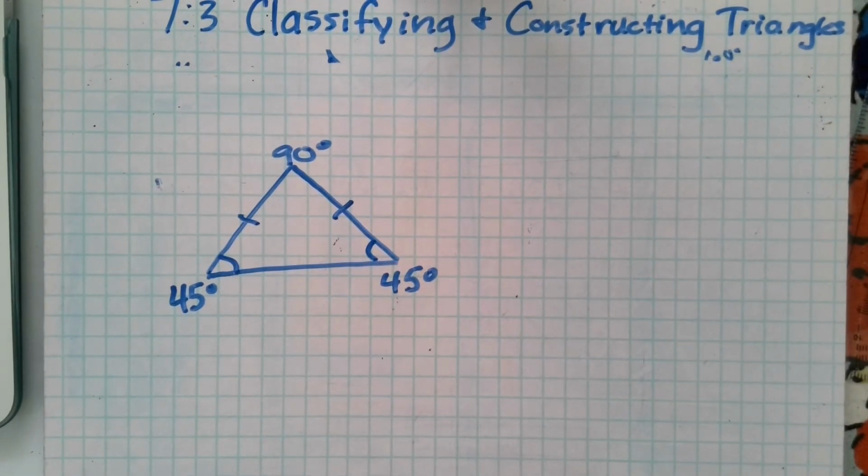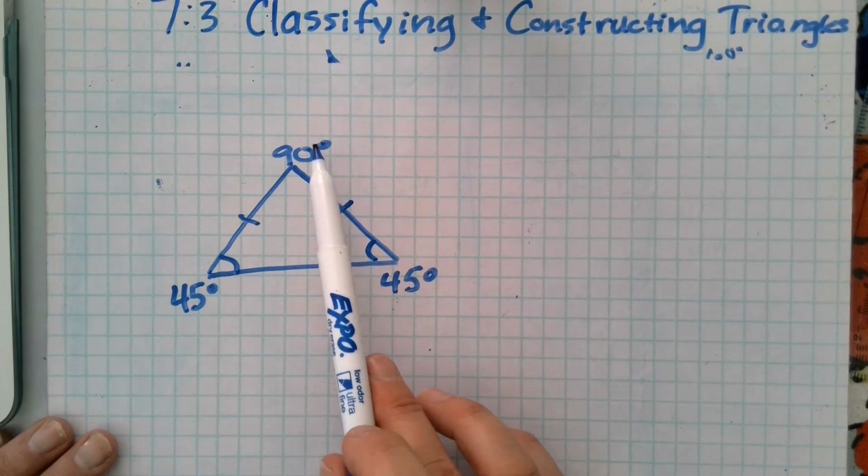All right, so here is a triangle we're looking at. The first thing you might notice is what kind of angle does it have? Are all the angles acute? Well, no. Is there an obtuse angle? Is there an angle greater than 90?